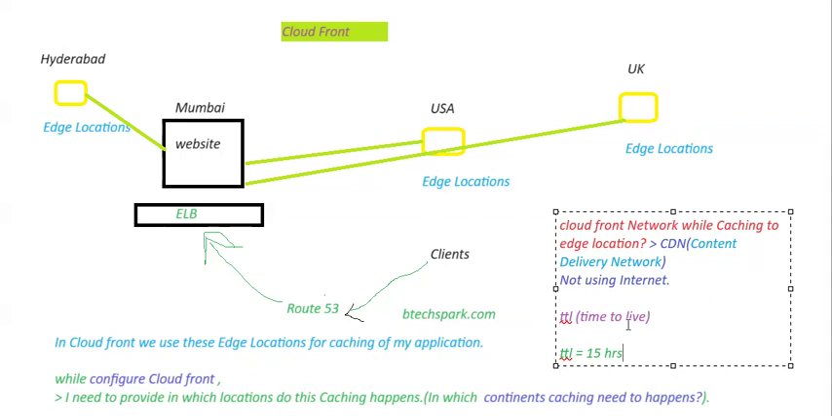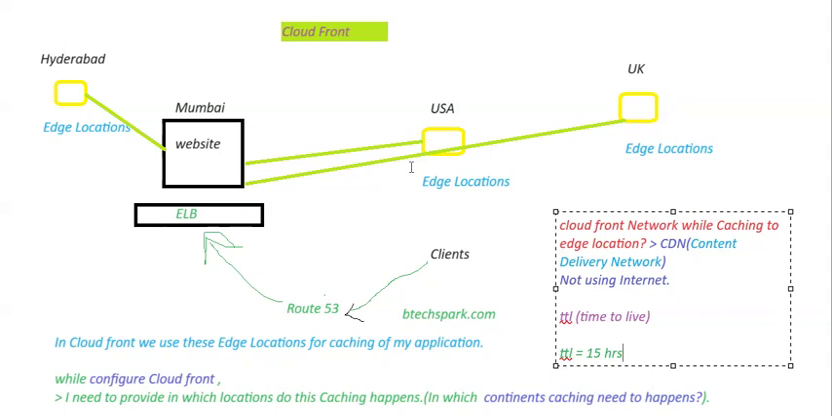What does this TTL indicate? This TTL indicates the total time my content will live at the cache location, at the edge location. So this represents my TTL.